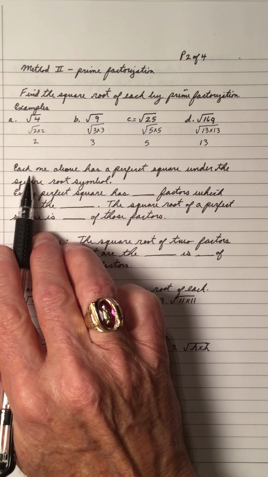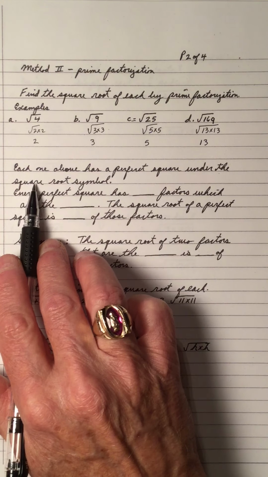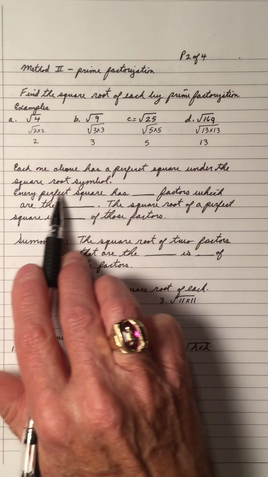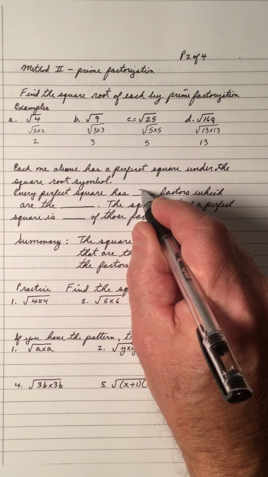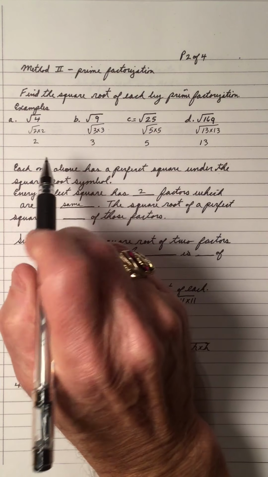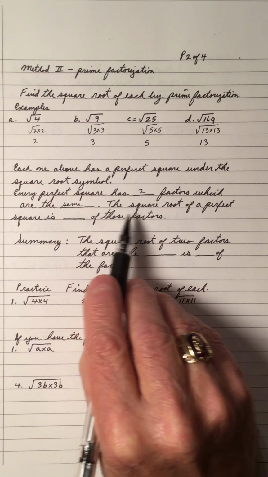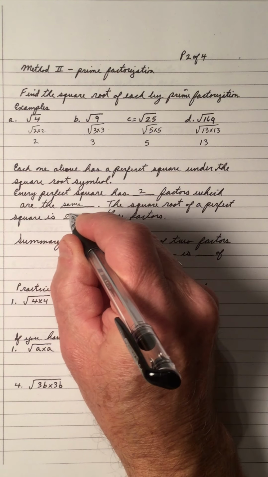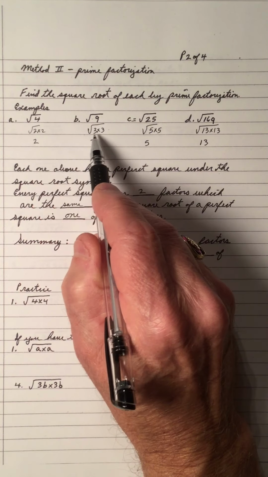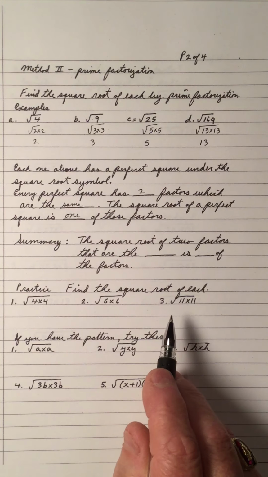Let's continue. Each one above has a perfect square under the square root symbol, which is a 4, a 9, a 25, a 169. Every perfect square has 2 factors which are the same. So the square root of a perfect square is one of those factors that are the same. So we got 2 2's, we take 1. We got 2 3's, we take 1. We got 2 5's, we take 1. We got 2 13's, we take 1.